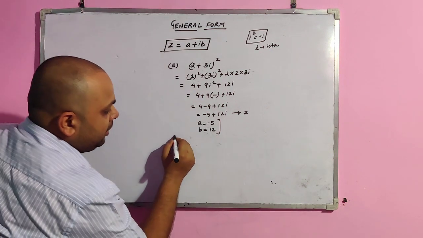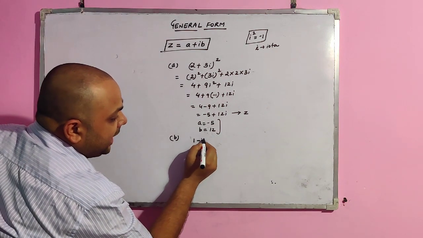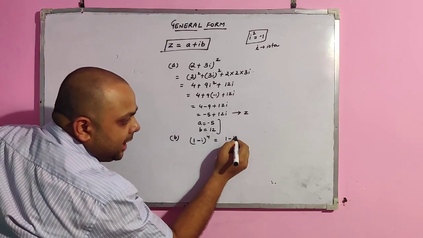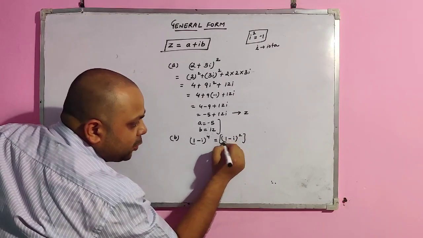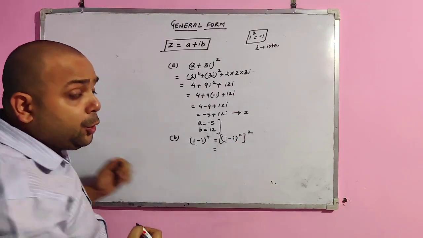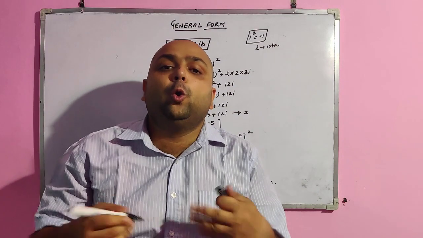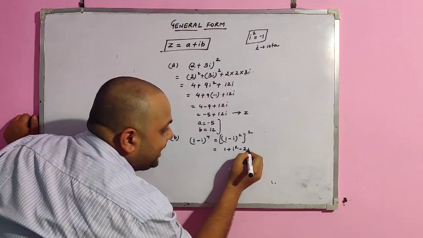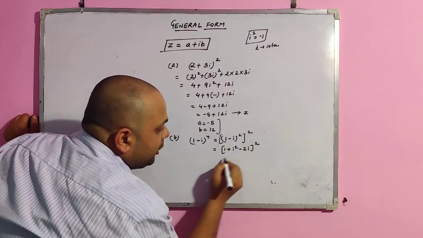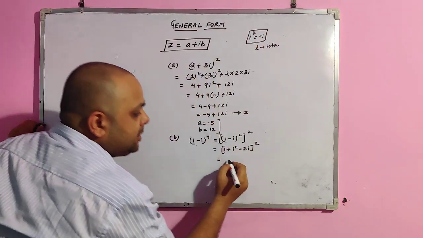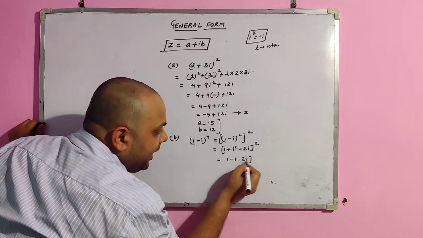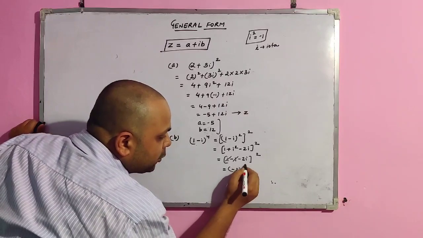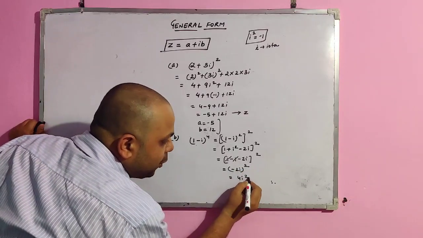Now see one more question. (1 minus i) to the power 4. This can be written as (1 minus i) square whole square. Now substituting the formula here, (a minus b) whole square, so we have 1 plus i square minus 2i. Now the value of i square is minus 1. Substituting it, we have 1 and 1 cancel out each other. Minus 2i whole square, which is equal to 4i square.